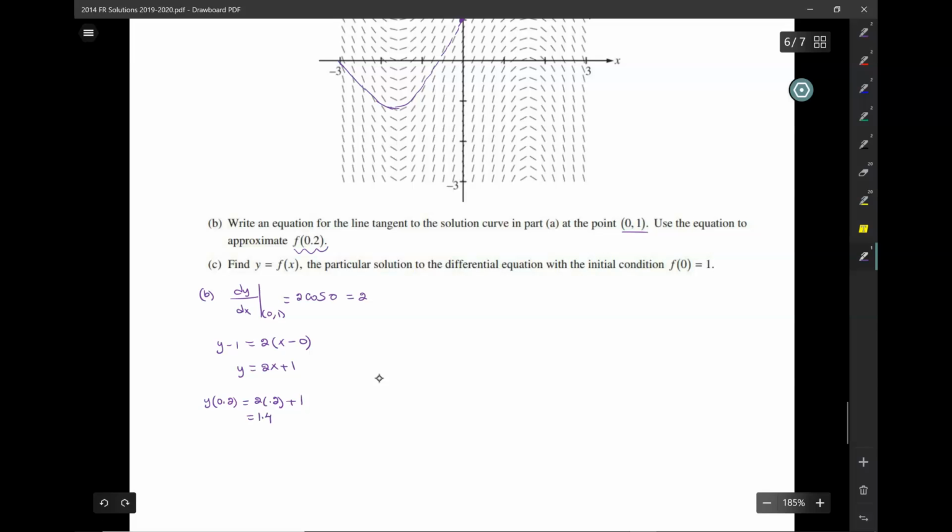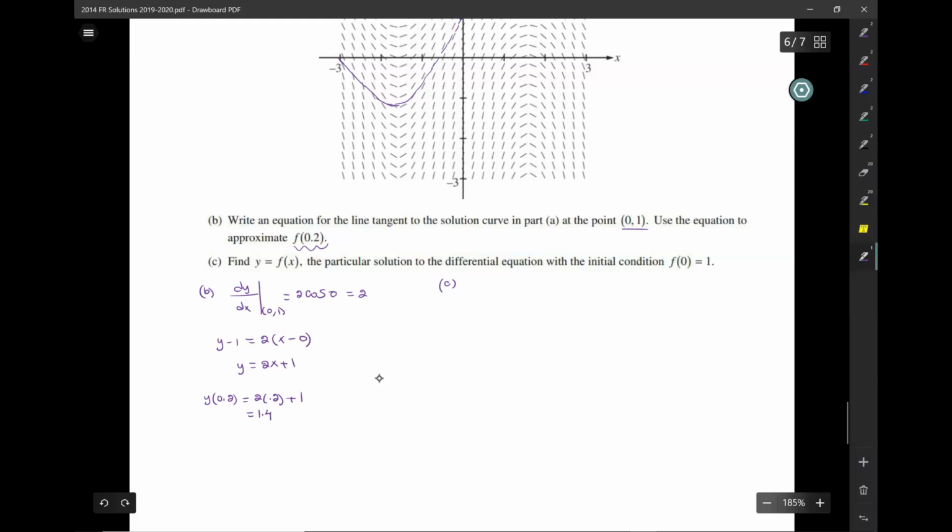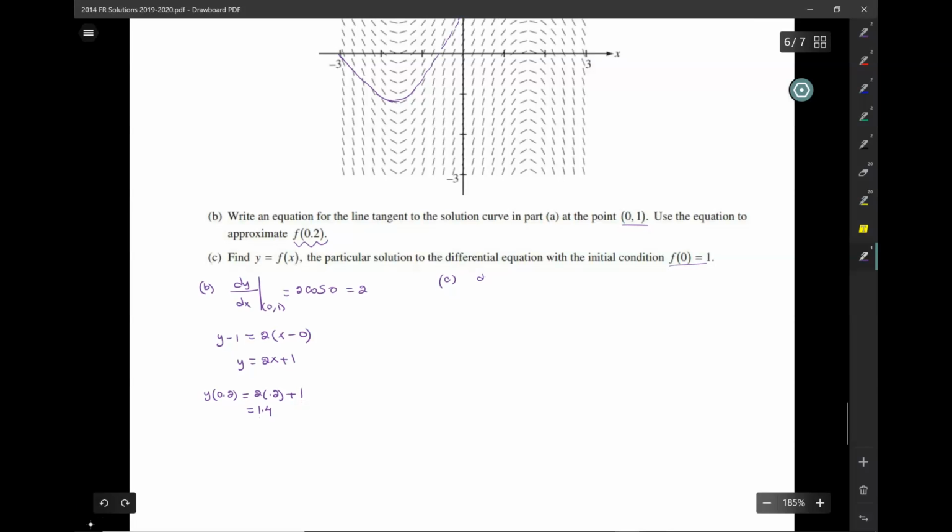1.4. Okay, and last but not least, C, we want the particular solution to the differential equation with f of 0 is equal to 1. All right, we need separation of variables for this one. So dy/dx equals (3 minus y) cosine x. dy over 3 minus y is equal to cosine x dx.